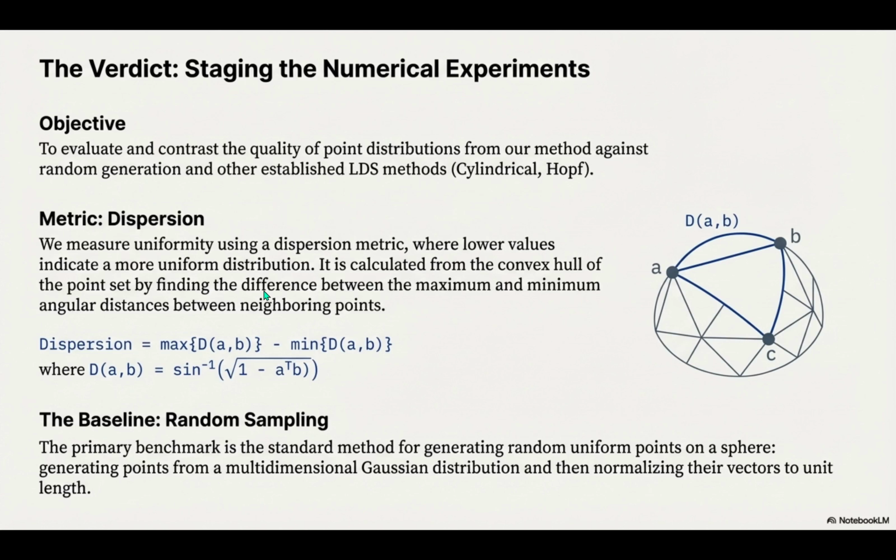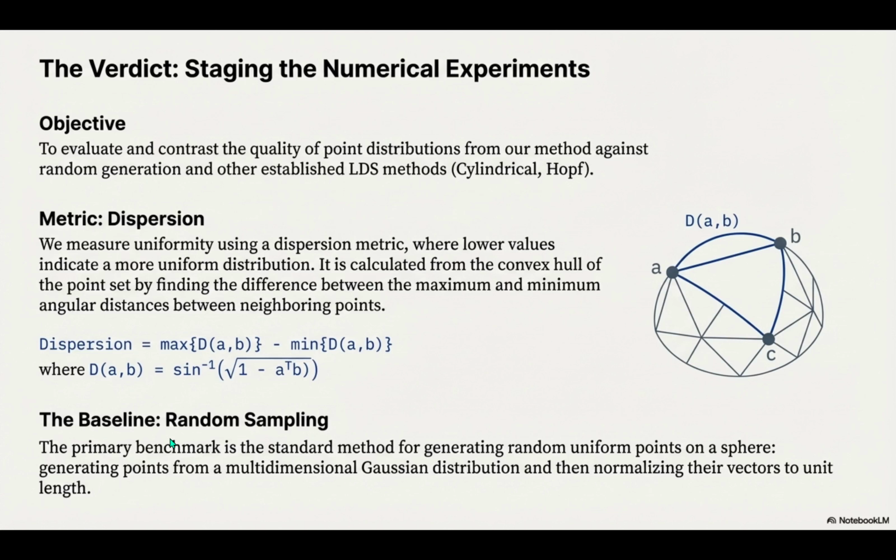Okay, so you have this geodesic structure made by connecting all the points on the sphere. Exactly. And dispersion then measures the difference between the maximum and minimum angular distance between neighboring points, basically the size difference between the biggest and smallest faces on that hull. So low dispersion means all the faces are about the same size, which means the points are perfectly spaced out. You got it. High dispersion means you have big gaps right next to crowded clusters. That makes a lot of sense.